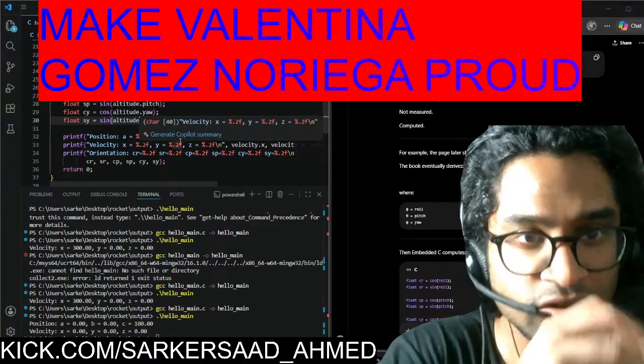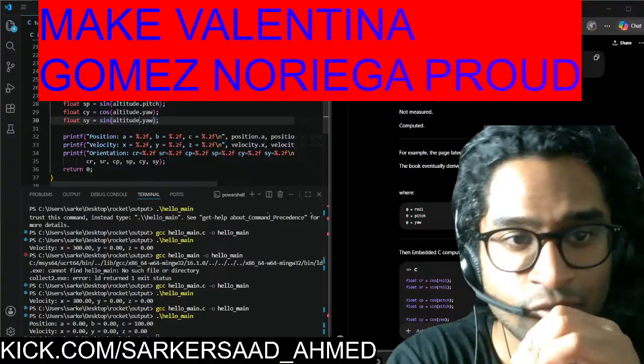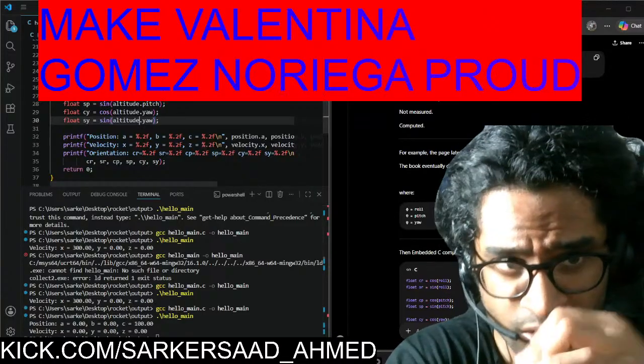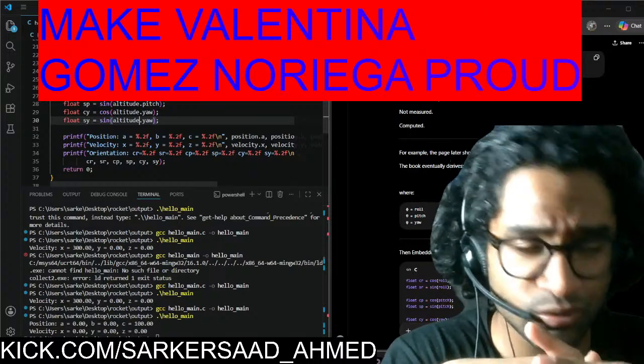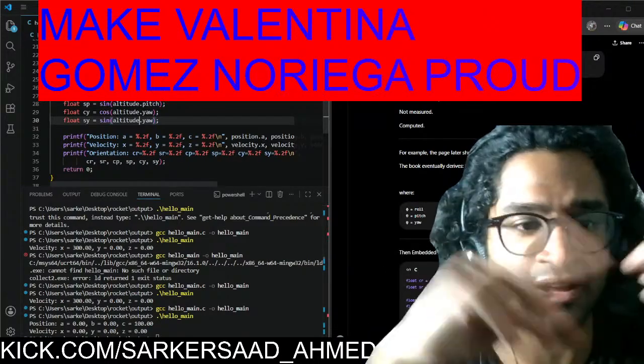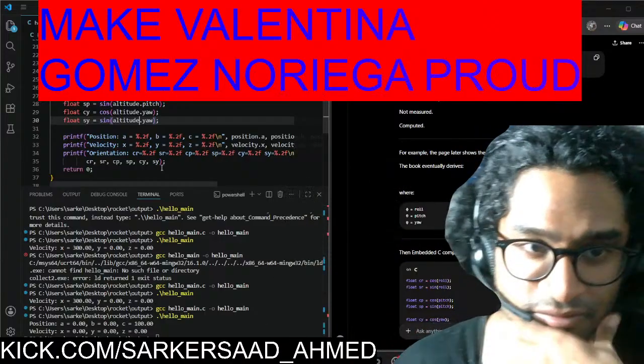Okay, we got the altitude for roll angles for both cosine and sine. We got the altitude for pitch angle for both cosine and sine. We got the yaw altitude angle for both cosine and sine. And so now what we're going to do is get the position, the velocity, and the orientation. Orientation being the angle itself.